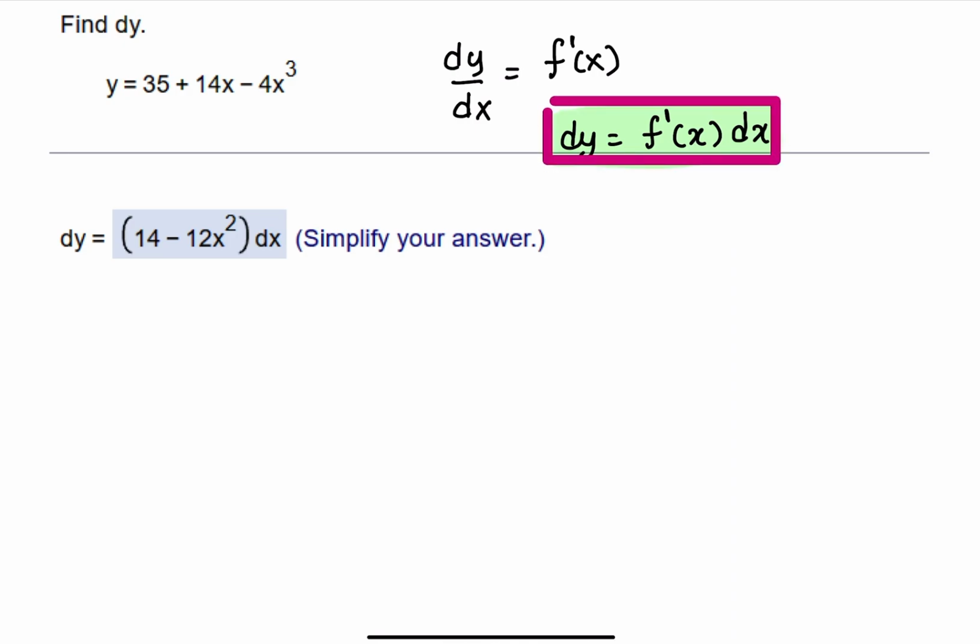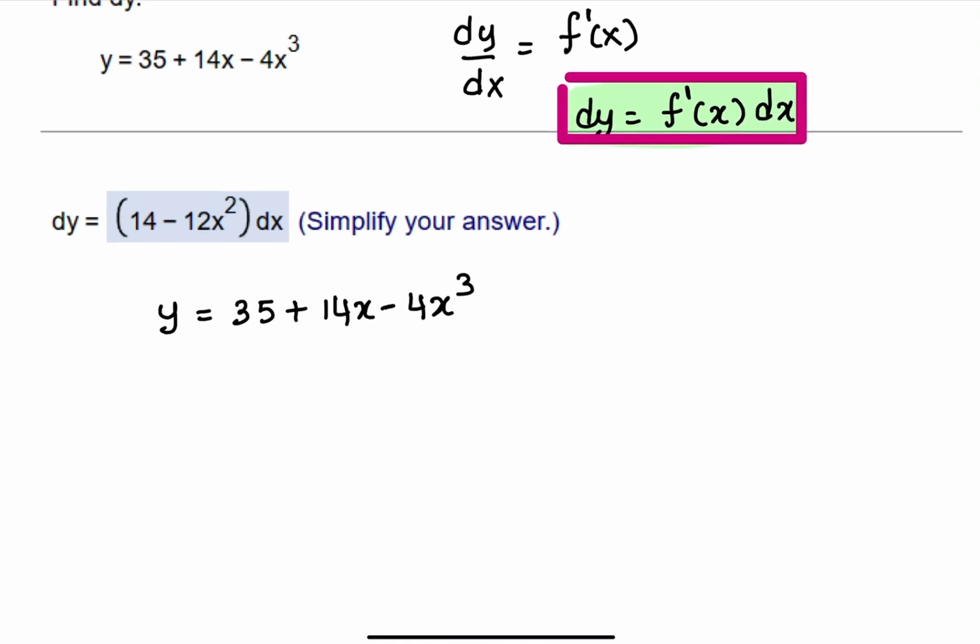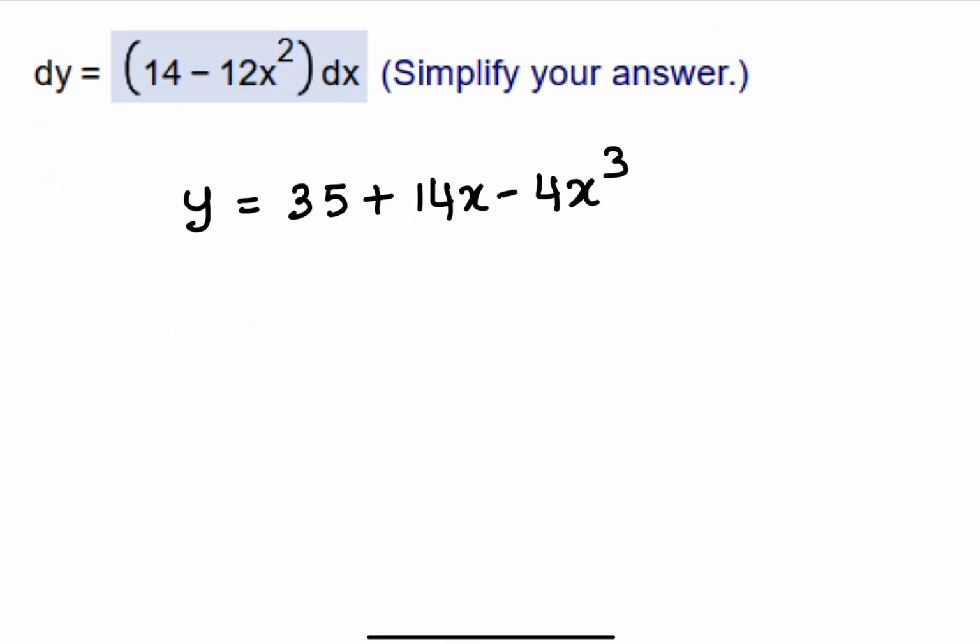Okay. Now that I did that, let's go back to the question. They asked me to find dy, but the first step is to find my f prime. So I'm going to write my function here. y is equal to 35 plus 14x minus 4x cubed. Did I tell you all I enjoy doing derivatives a lot? So let me expand this one so we can do it step by step. My first step is to find the derivative.